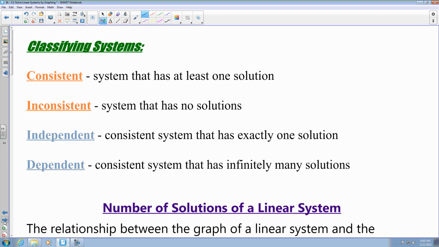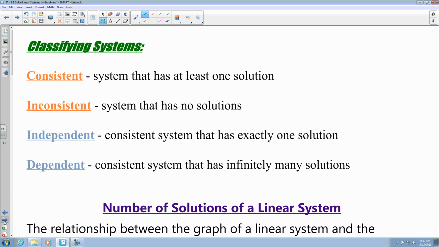Also in this section, we're going to deal with classifications of systems that we have: consistent, inconsistent, independent, and dependent. A consistent system means that the system has at least one solution. It can have more than one solution, but it has to have at least one. An inconsistent system has no solutions. What that means is our two equations will have the same slope but different y-intercepts, so that would define that those two lines are parallel. And since they're parallel, there's no intersection, meaning there's no solution.